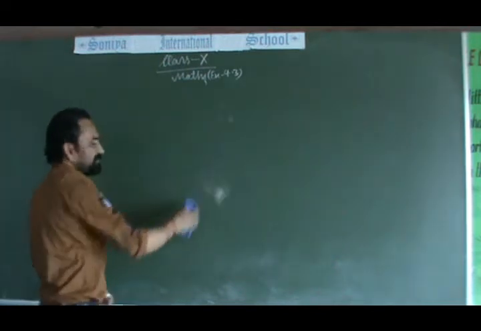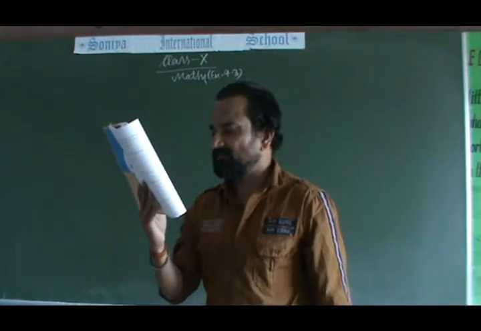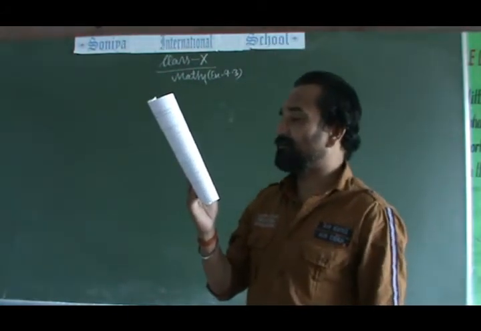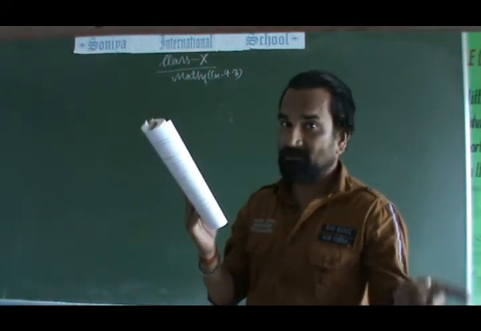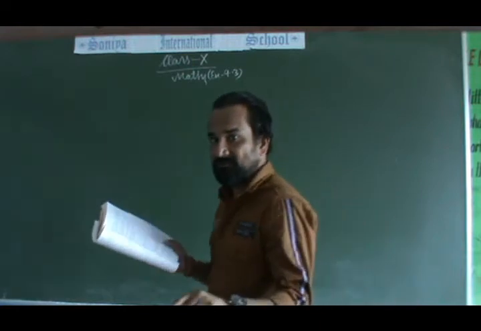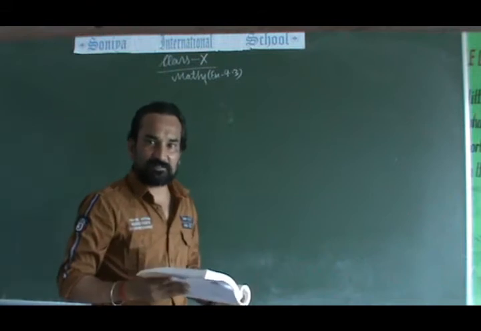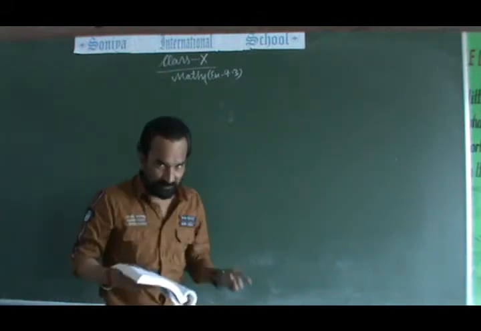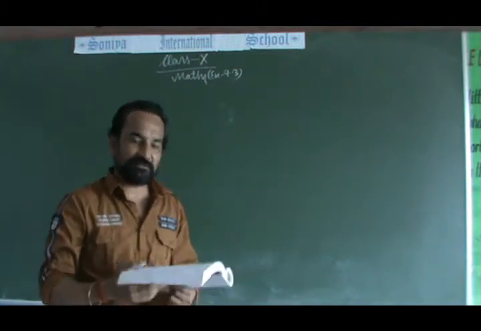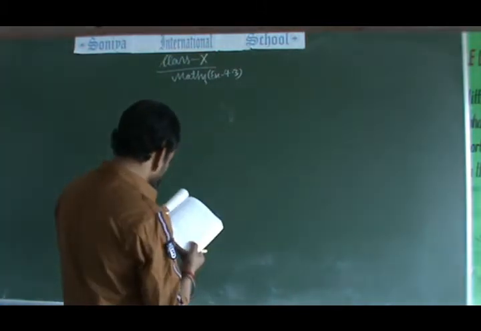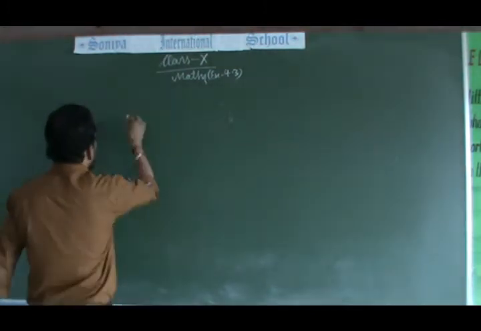The first question of this exercise says, find the roots of the following quadratic equations if they exist. If they exist, only then you have to solve. And how will you determine whether the roots exist or not? If they are real, then they exist. If they are imaginary, then they do not exist. For that, we first have to compute the value of the discriminant d. So our first question is 2x square minus 7x plus 3 equals 0.